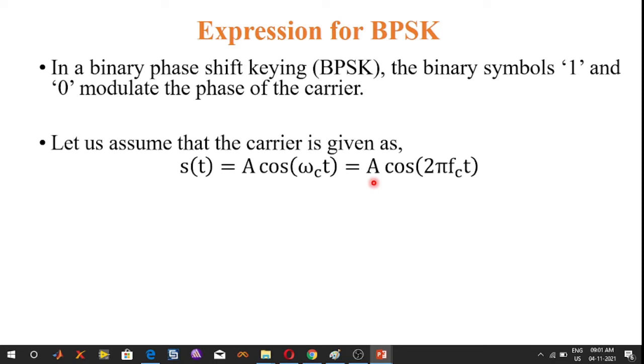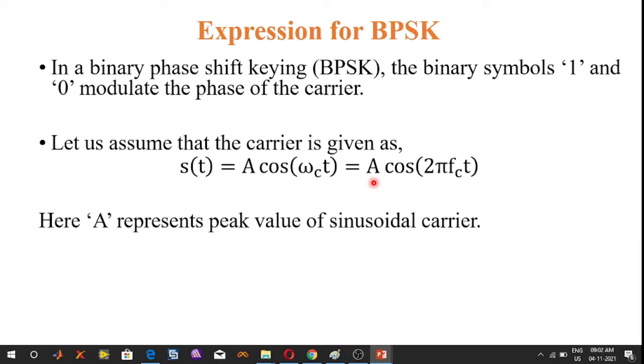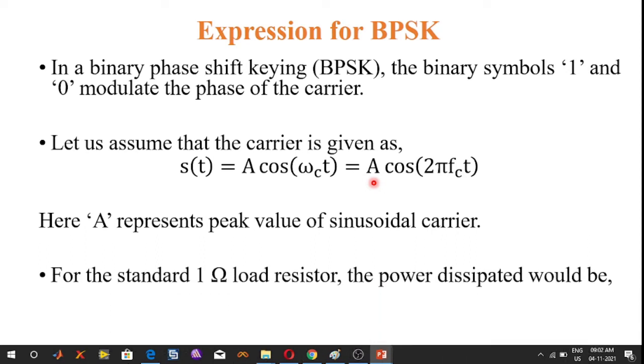Now in this equation, capital A is the amplitude or peak value of the sinusoidal carrier, and the power is given by P = A²/2. So therefore amplitude A = square root of 2P. For the standard 1 ohm load resistor, the power dissipated is P = A²/2. From this equation, the magnitude A = square root of 2P.